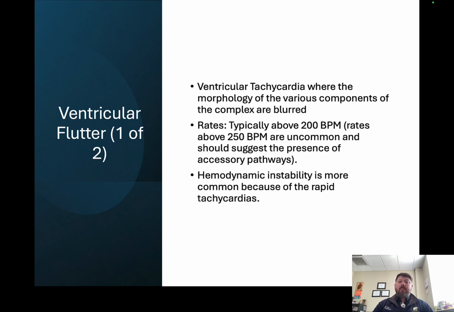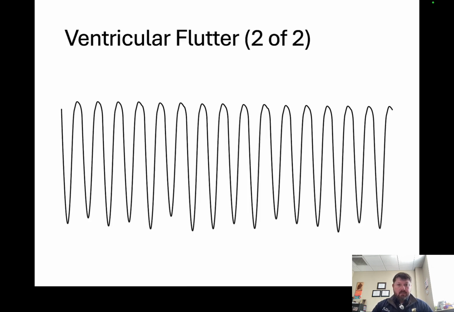Clinical manifestations of ventricular flutter are the same as for sustained VTAC. The patient's typically more unstable because of the higher rates associated with the V flutter. If the patient is hemodynamically unstable, electrical cardioversion or defibrillation is strongly recommended. So here's an example of a ventricular flutter. So it is a wide complex, but it's at a very fast rate.